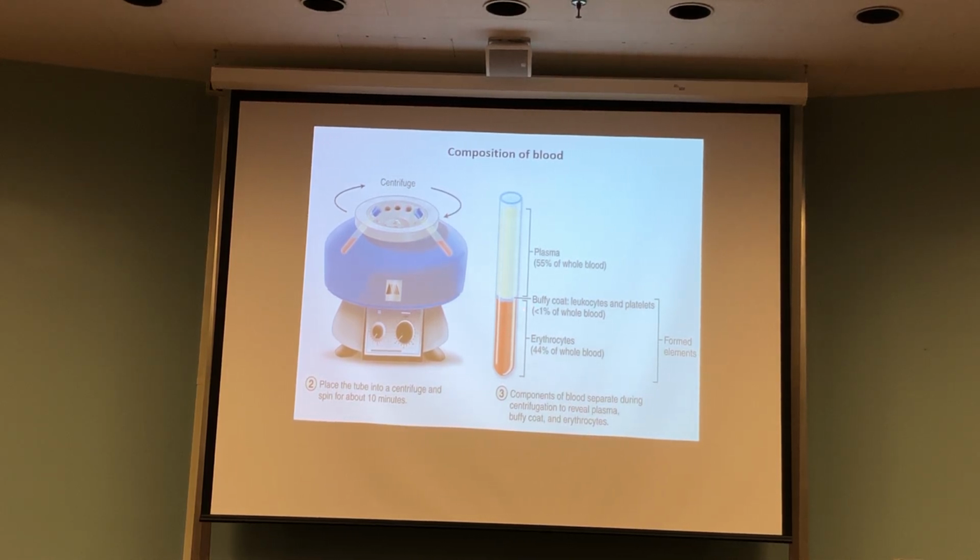And there's a little teeny thin layer that separates the plasma from the red blood cells, known as the buffy coat. That contains your white blood cells and platelets. Together these two, the buffy coat and erythrocytes, are what's called the formed elements, the cellular component of your blood. And as you can see from the diagram, most of your blood is plasma.